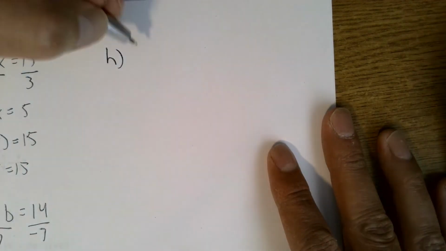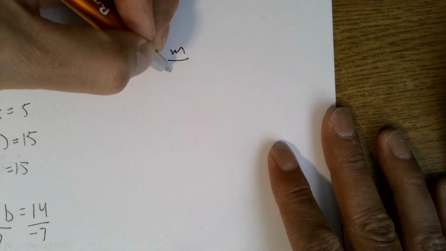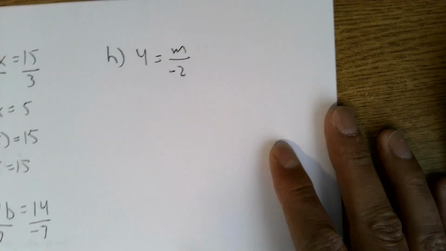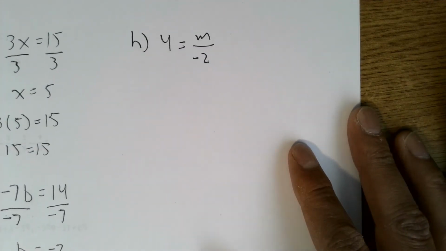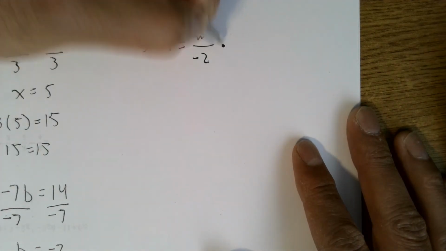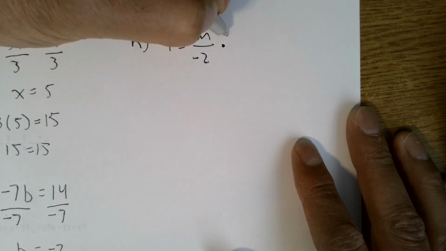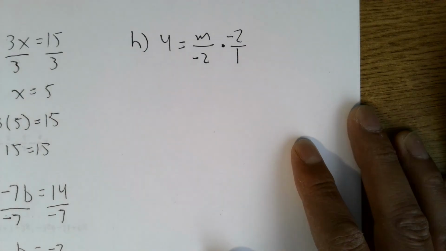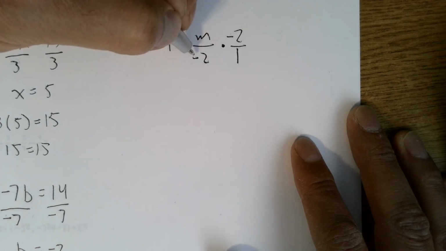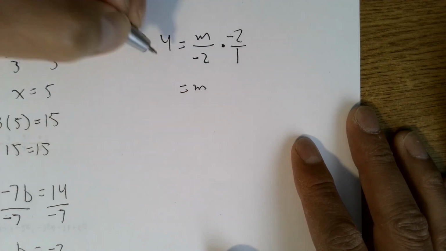Okay, next guy. Got 4 equals m divided by negative 2, and this time our division is written as a fraction. And again, we want to end up with 1m. So basically I want to have this multiplied by negative 2. The best way to write it is write it as negative 2 over 1. Then we can think about it as two fractions multiplied together. Right, so we'll have m times negative 2 divided by negative 2. Negative 2 over negative 2 is 1. So we've got 1m, or just m over here.